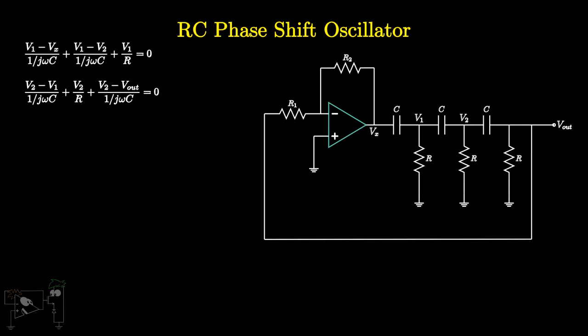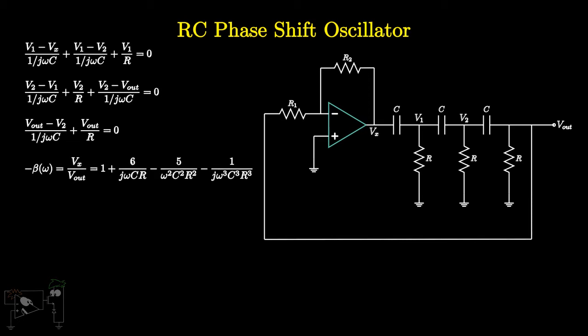Writing a KCL at node Vout, we get (Vout minus V2) upon 1 by j omega C plus Vout by R equals 0. Solving these equations simultaneously, we get minus beta, which is Vx by Vout, as 1 plus 6 by j omega CR minus 5 by omega square C square R square minus 1 by j omega cube C cube R cube. The gain A is minus R2 by R1. We multiply these to get the loop gain.